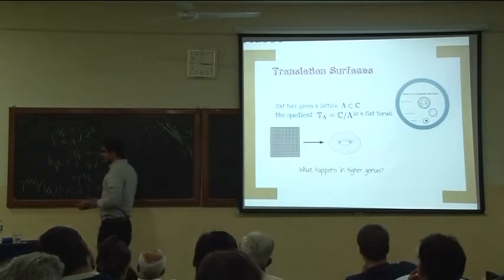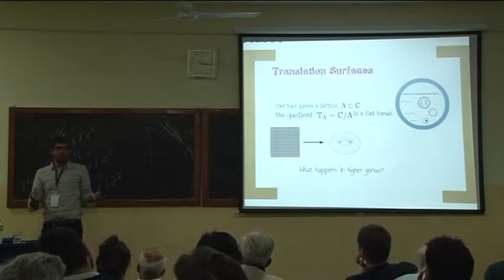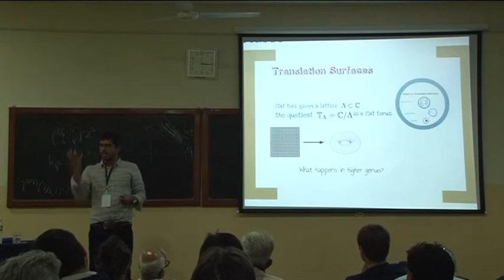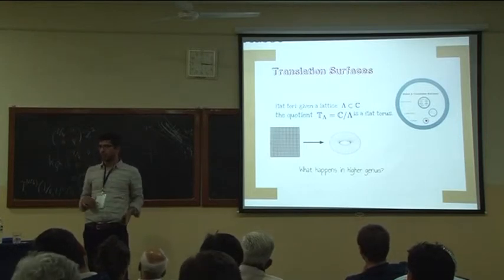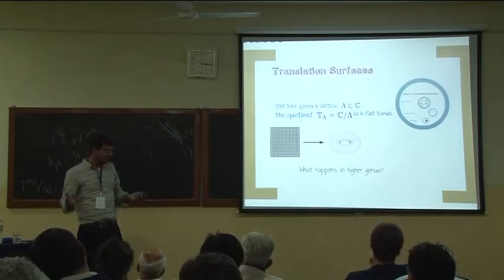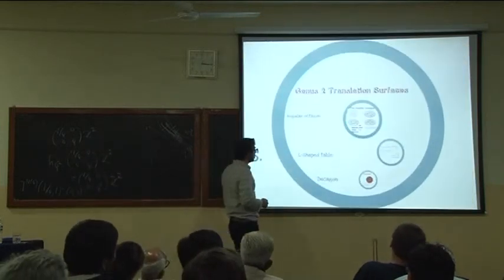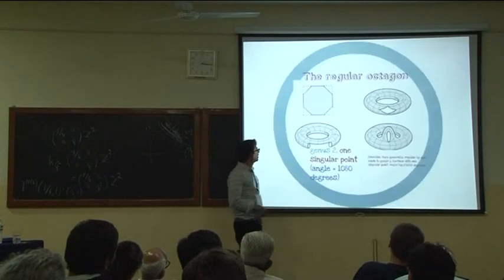Here's a question. Can we do this in some sort of reasonable way to make a higher genus surface? Can we build a higher genus surface out of taking some shape in the plane and gluing things up by a translation? And the answer is yes. Here are some genus 2 translation surfaces.